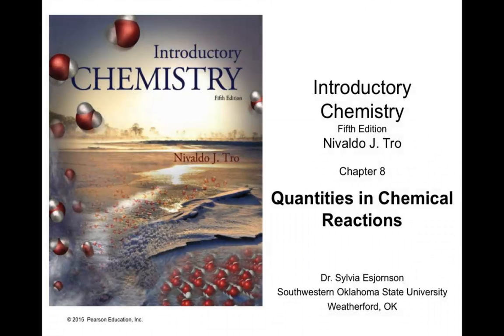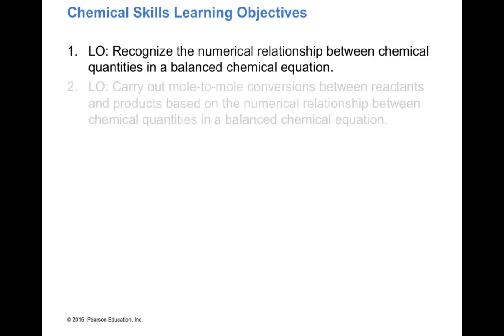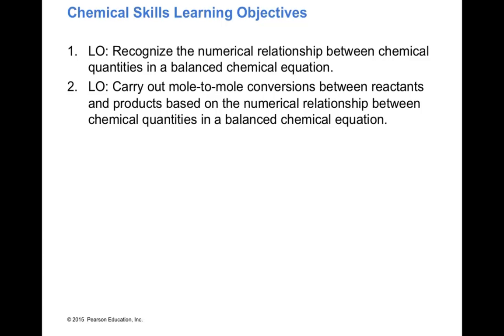Chapter number 8, Quantities and Chemical Reaction. During this chapter and this module, we'll be talking about how to recognize the numerical relationship between chemical quantities in a balanced chemical equation. We're also going to learn how to carry out mole to mole conversion between reactants and products based on the numerical relationship between chemical quantities in a balanced chemical equation.